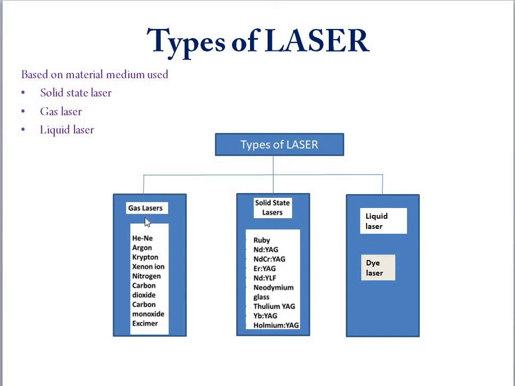Examples of gas lasers are helium-neon laser, argon, krypton, xenon ions, nitrogen, carbon dioxide, carbon monoxide, etc. Here the medium is a gas: helium-neon, argon, krypton. Thus, normally inert gases are used, as well as nitrogen, carbon dioxide, etc. These are examples of gas type lasers.